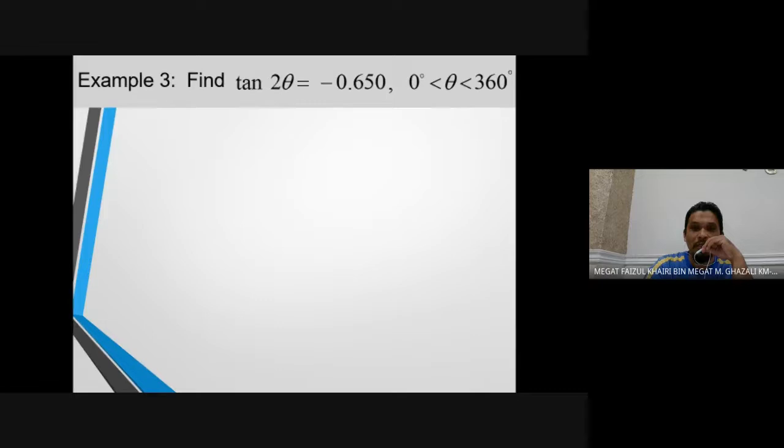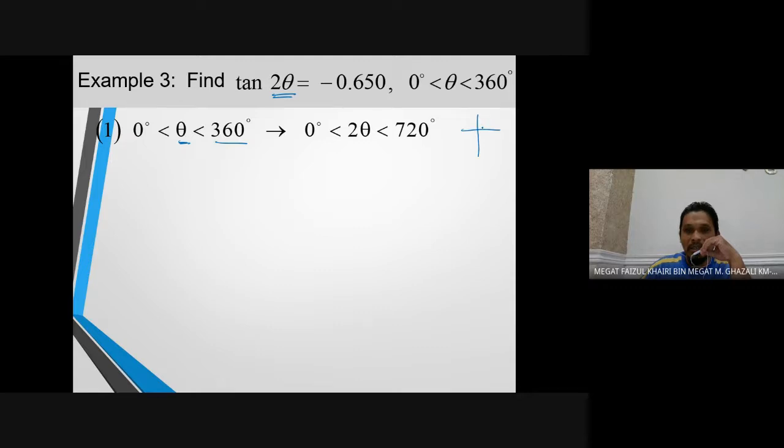Okay, tangent 2 theta equal to negative 0.650. In general, we say the theta lies in 0 up to 360 degrees. But when it comes to 2 theta, class, 360 is one complete cycle. From 0, a complete cycle gives you 360 degrees. So what about 720? We call the rotation twice. One complete cycle is 360, so two complete cycles is 720 degrees.